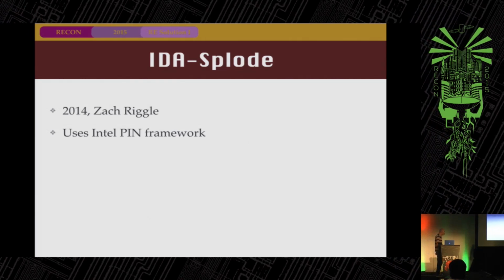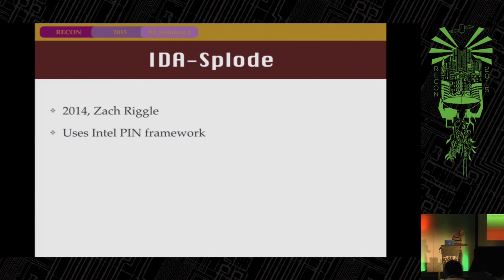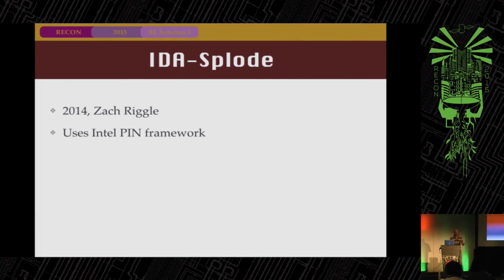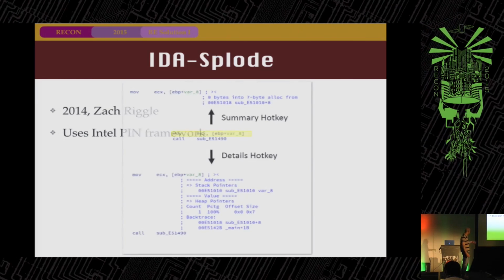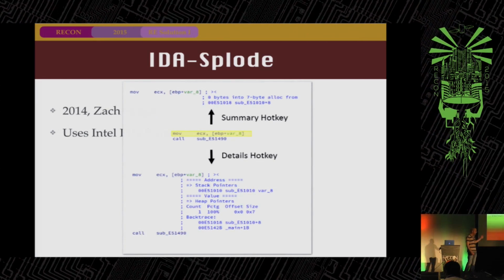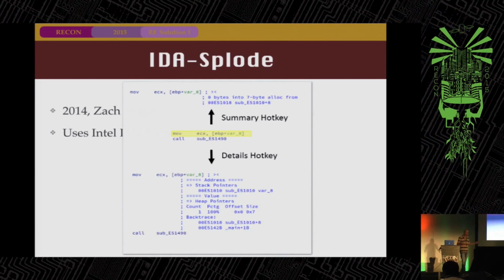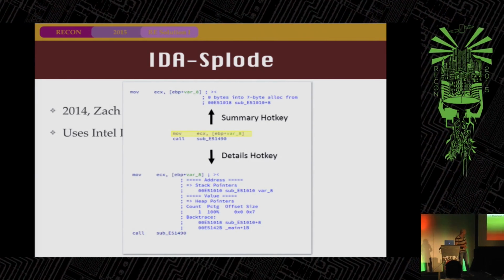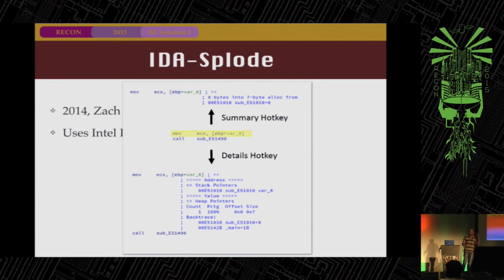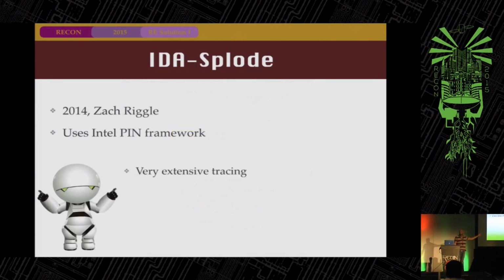It was developed in 2014 by Zach Riegel, and for its dynamic framework, it uses the Intel PIN framework, which is a binary instrumentation framework, if you don't know. And the thing is, it's really cool. You have to run your binary file inside PIN with a provided PIN tool, and then you get some kind of trace file which you later load into IDA, and then IDA Splode takes all this data and presents it to you. So that's really nice.